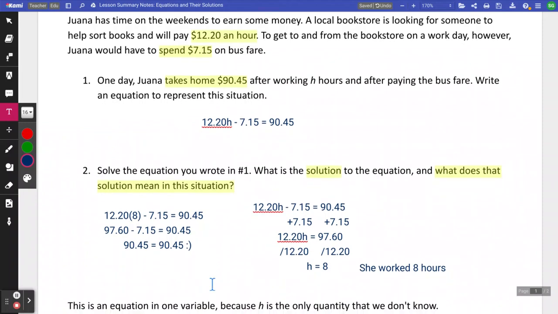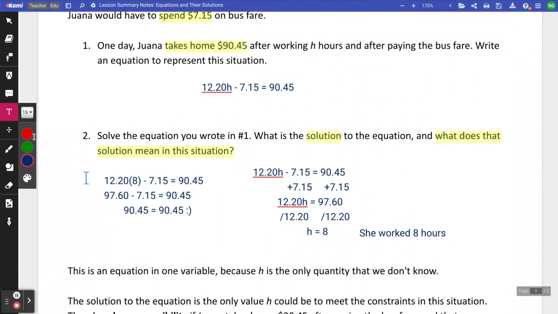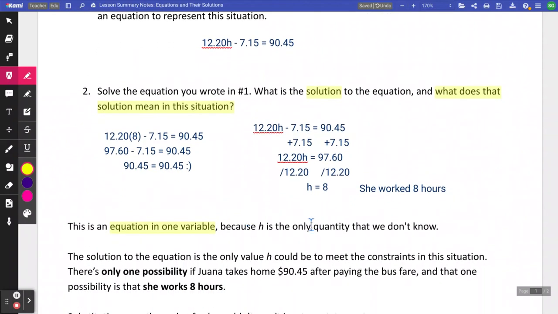So to summarize what we're seeing here, this equation we had started off with is an example of an equation in one variable. I know it's an equation in one variable because there's only one variable. H is that only quantity that we don't know in that situation. The solution to this equation is the only value h could be to meet the constraints, the constraints being all the stuff they told us about money. And there's only one possibility. That one possibility is that solution we figured out. It's that she must work 8 hours.